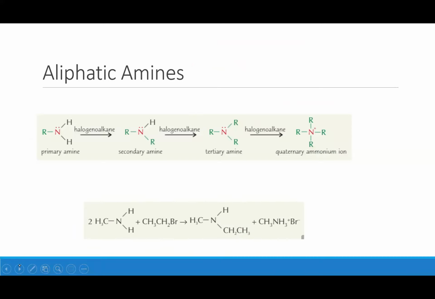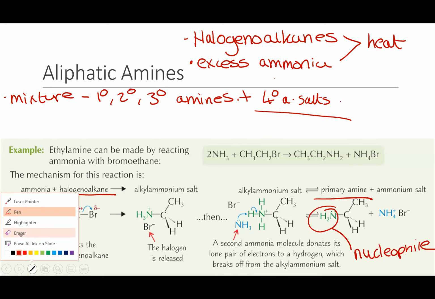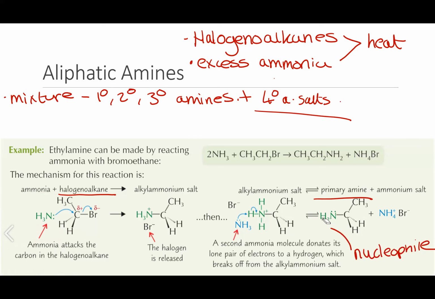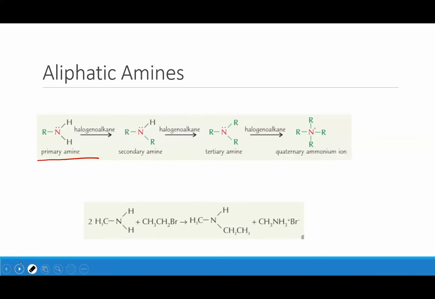If we look at that again, we make this primary amine here. That primary amine is a nucleophile, and we've got our ammonium salt. If we still have any halogenoalkane present, the primary amine can react with that halogenoalkane going through a nucleophilic substitution reaction. I'm just going to highlight that this is a nucleophilic substitution reaction.